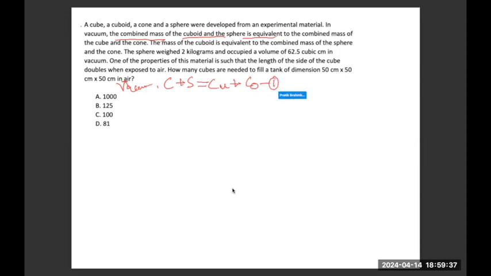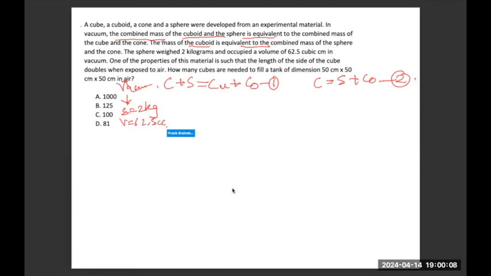In the second equation, what you're given is mass of cuboid is equivalent to the combined mass of sphere and cone. Mass of cuboid is equal to combined mass of sphere plus cone. This is second equation. The sphere in vacuum only, the sphere weighs 2 kgs and its volume is 62.5 cc.